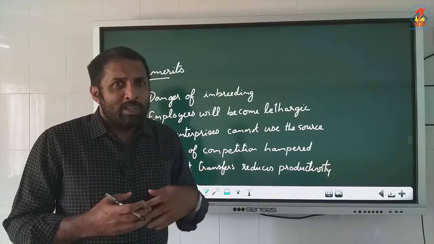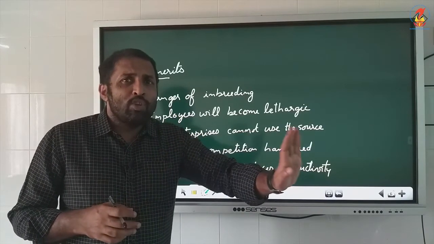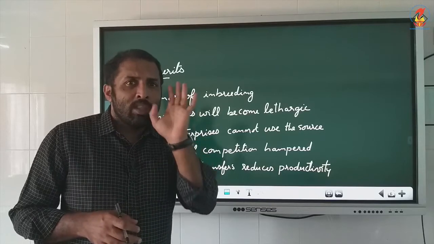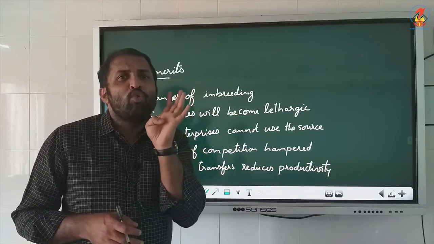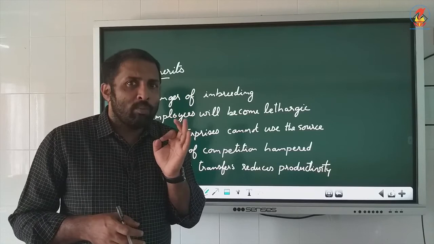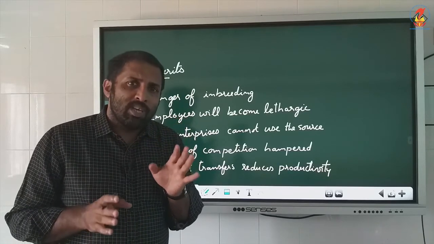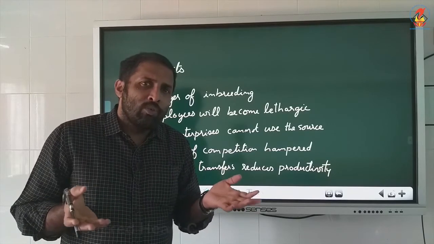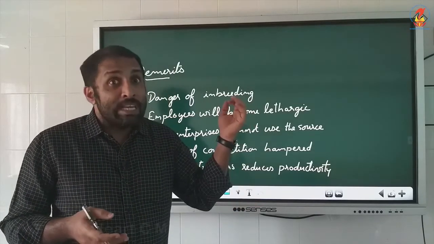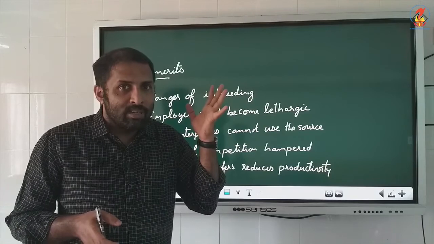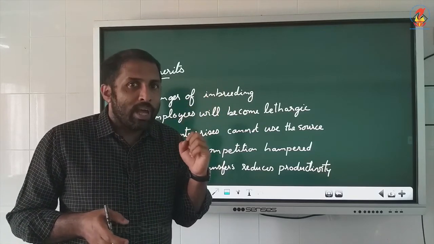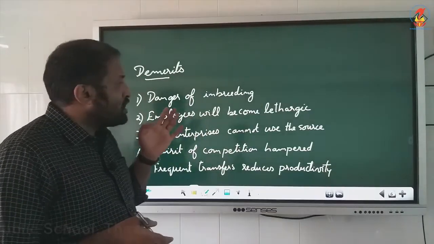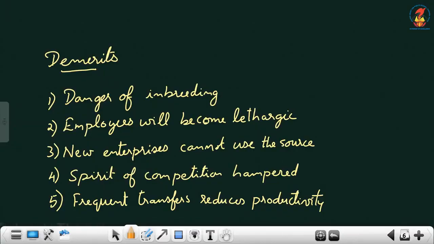So internal source restricts new blood coming in. They will go on with what they are having, the method they are using, nothing new will come in. That's a very serious problem. The same old method, same way of doing, no fresh ideas, no fresh thoughts will come. So the danger of inbreeding is there, to go with whatever they are having. That is a problem.